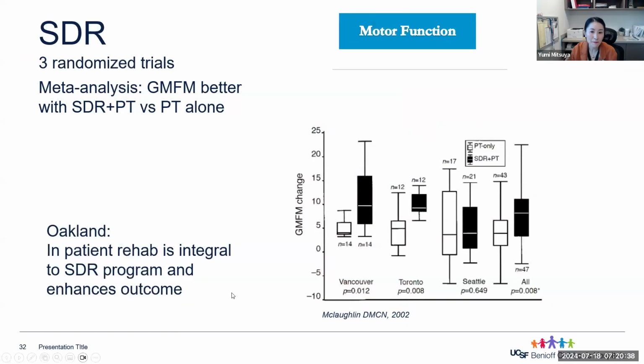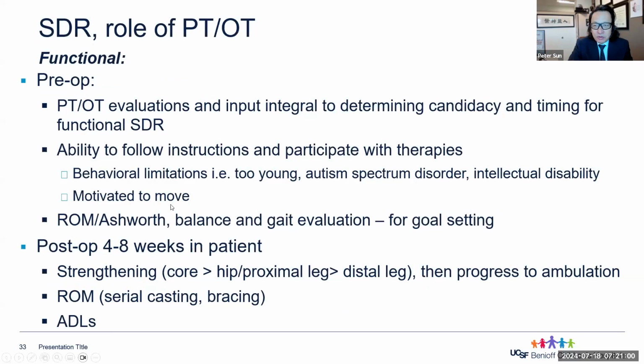So we know that there are prospective studies for SDR that show that it gives better motor measure scores than PT alone. But I think we'll have Lucy talk a bit about our inpatient rehab program, or the PT component, which is integral to our SDR program and enhances the outcome.